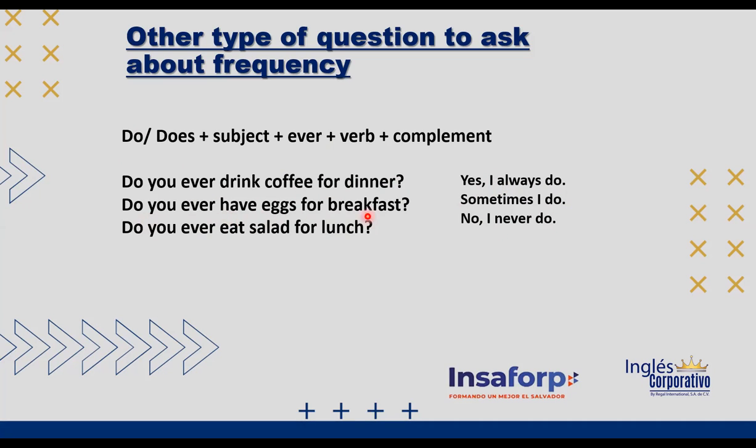Do you ever have egg for breakfast? Sometimes I do. Do you ever eat salad for lunch? No, I never do. So look at this. Recordémonos que sometimes puede ir al principio de la oración o también sería I sometimes do. Y con la estructura anterior, how often, no podemos responder usando el do. Acá es una yes, no question, que comienza con do you. Y la otra comienza con una WH word, which is how. Entonces tenemos que dar información.